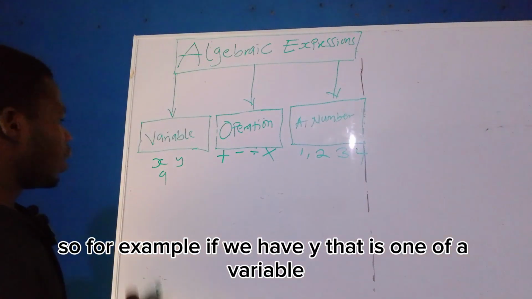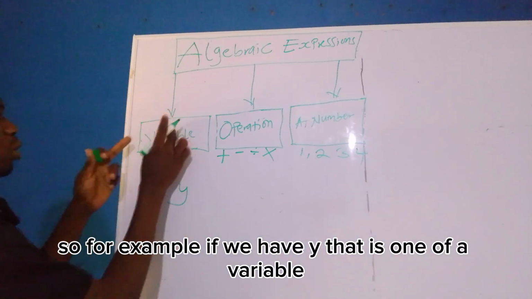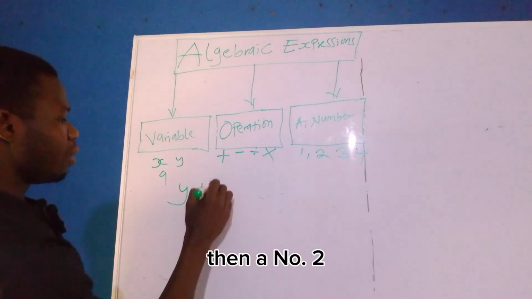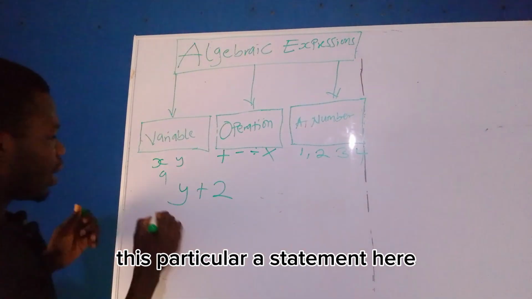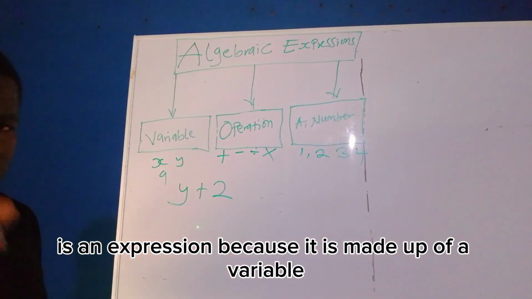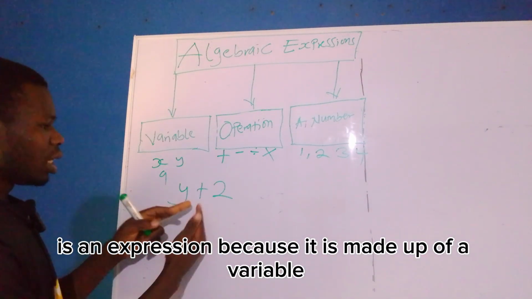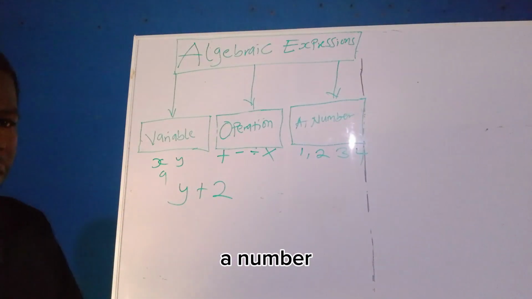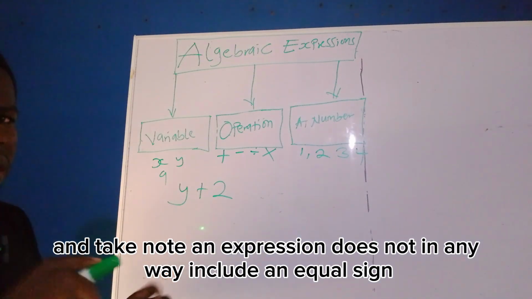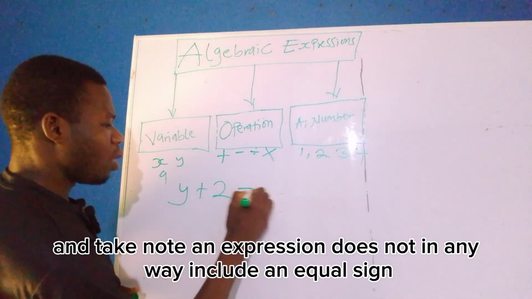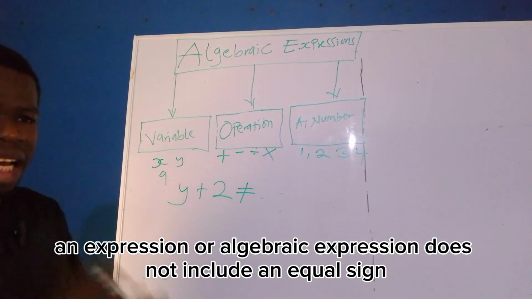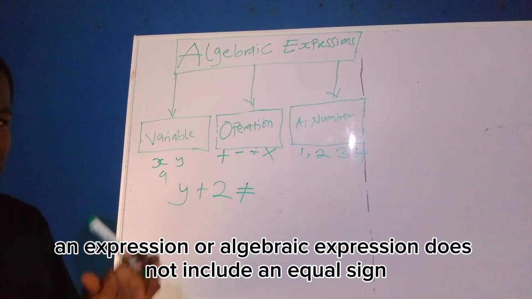And so when we have one of these being combined together, they come together to form an expression. So for example, if we have y, that is a variable, then an operation, let's say plus, then a number 2. This particular statement here is an expression because it is made up of a variable, an operation, and a number. And take note, an expression does not in any way include an equal sign. An expression or algebraic expression does not include an equal sign.